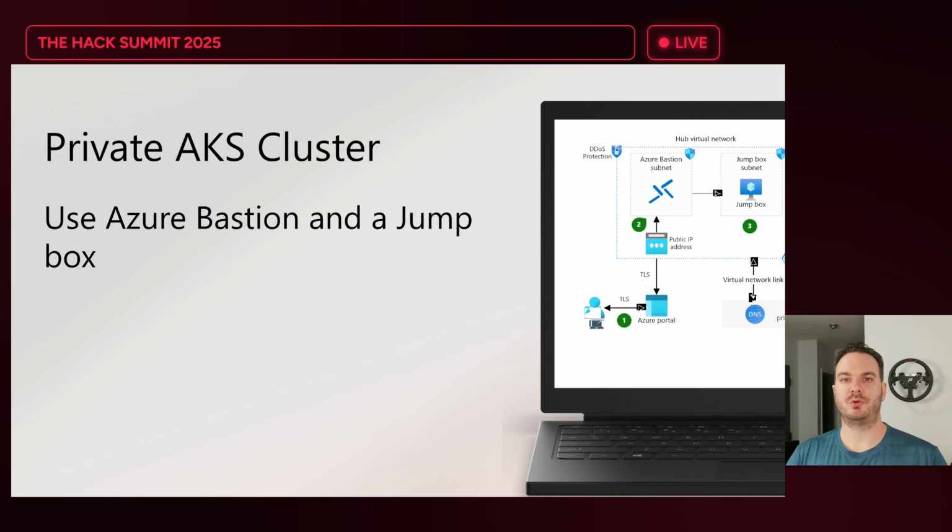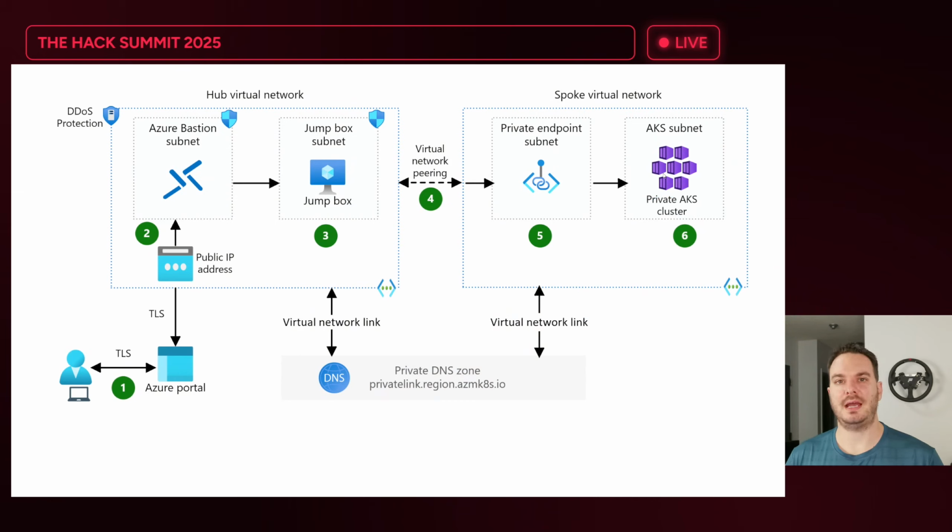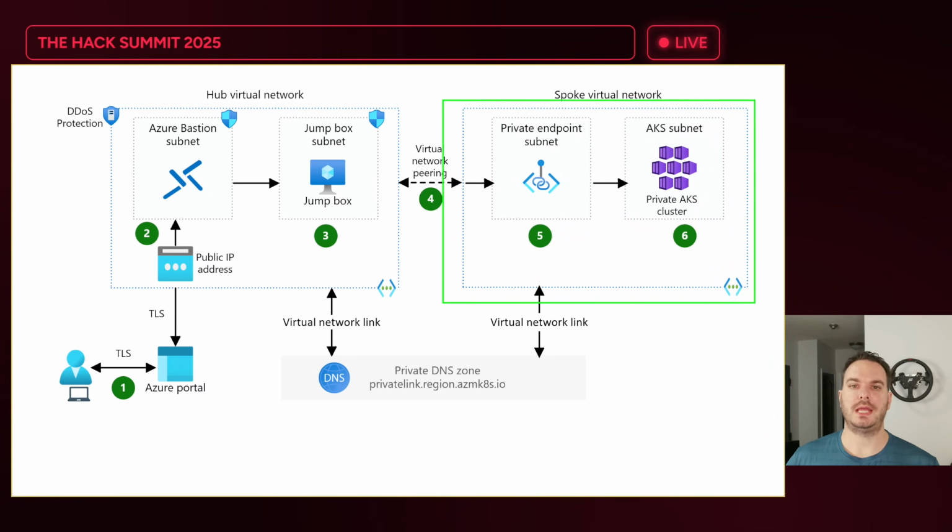What's great about this approach is that the VM doesn't need to be accessible from the internet, and therefore we keep it secure. But if you take a look at the entire architecture, you can see it's quite complex just to access our AKS cluster. On the right side, we have our AKS cluster, the private endpoint, the AKS VNet, and also on the bottom, the private DNS zone.